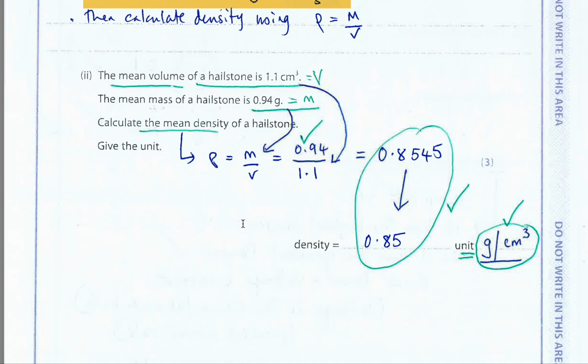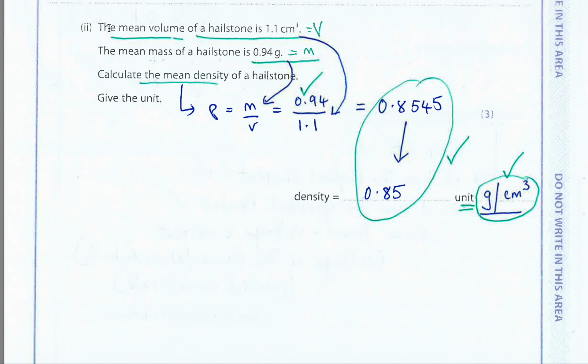Okay. Now they're actually making you put the real numbers in, or numbers that they've given you. The mean volume, they've given you the volume as being in centimeters cubed, 1.1 centimeters cubed. I always like to write the letters next to the numbers given to help you understand what I'm doing. The mass is measured to be 0.94 grams. So you basically have to just show that you can use the density equation.